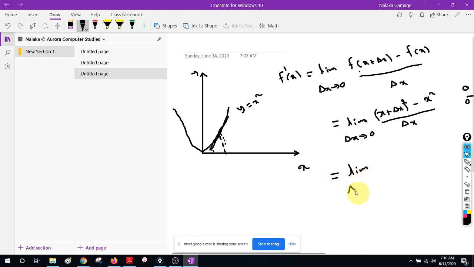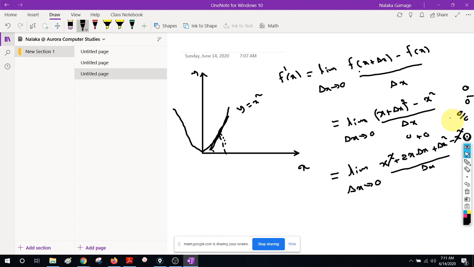Limit delta x tend to 0. Now let's expand this. x squared plus 2 times x times delta x plus delta x squared minus x squared divided by delta x. Now I can cancel out x squared and x squared. So if I apply delta x to 0, what will happen? 2x times 0 is 0, this one is 0, 0 plus 0 is 0 divided by 0, still 0 divided by 0. So still I can't do it. I really like to do it very fast, but still I am at 0 divided by 0.